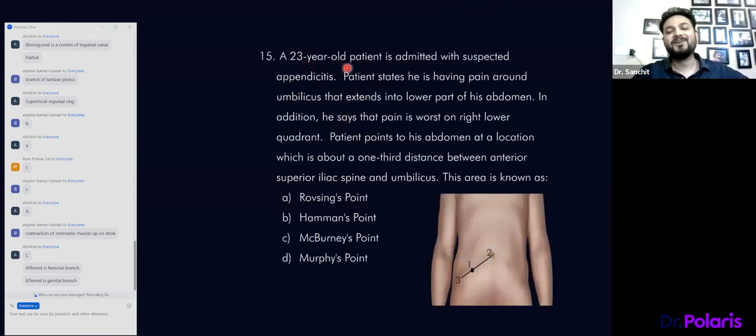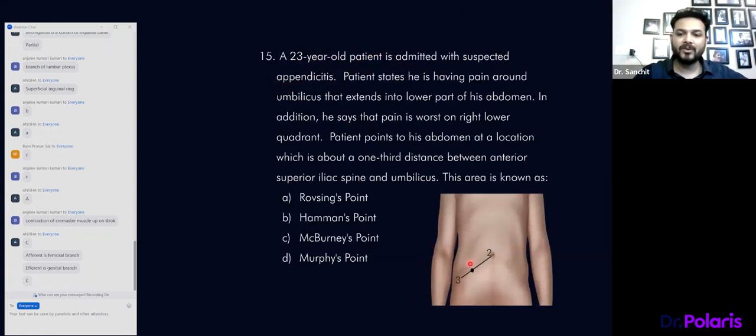Okay, fine. So a 23-year-old male patient is admitted with suspected appendicitis. Now, first tell me, which quadrant of the abdomen is it where the appendix is present? This is my quadrant of the abdomen where my appendix is. Which quadrant is this where my dot is? Quickly, tell me in the chat box. Which quadrant is this?